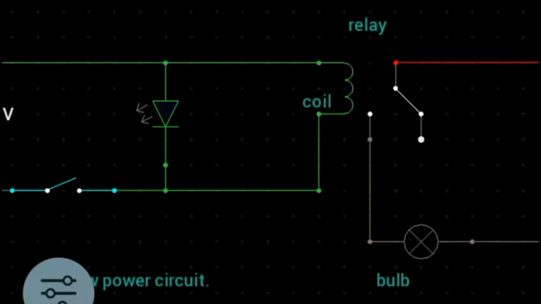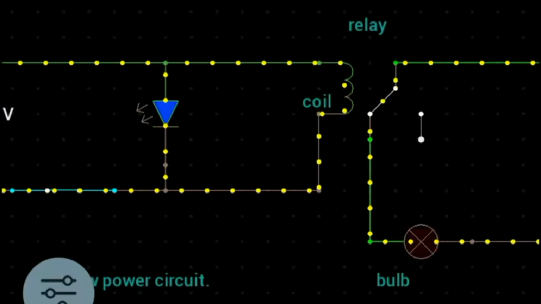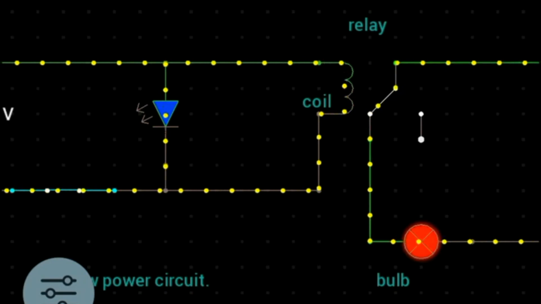What is a relay and its uses? Watch to the end to get a detailed explanation of how a relay works.